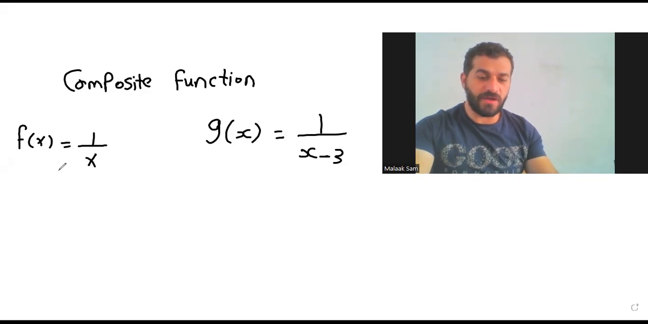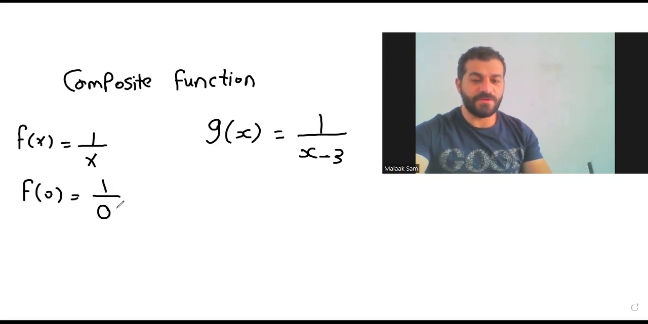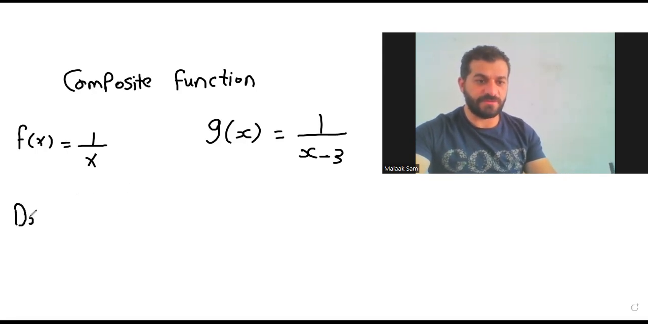The domain means all values of x we can get. So we can get any value of x except 0, because we couldn't find f of 0, because f of 0 gives us 1 over 0. And 1 over 0, we couldn't find the value of 1 over 0, it's undefined. So in this case, what is the domain? The domain is going to be all real values except 0. So the domain for the first function f of x is all real values except 0.